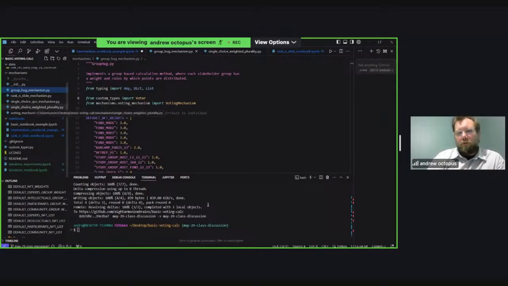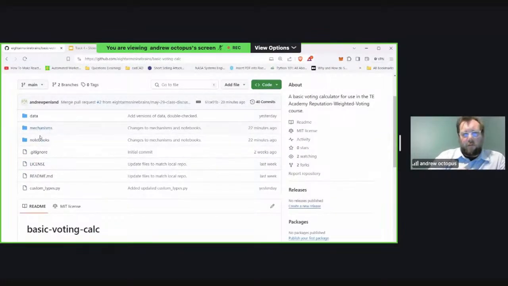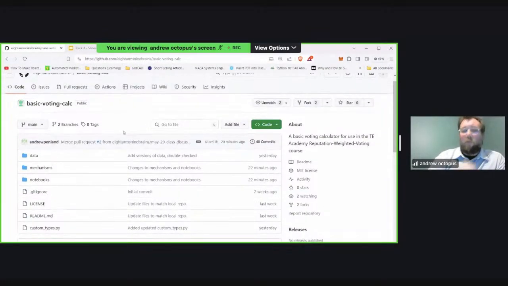If you go to the basic voting calculation repository and look for this, we would be happy to help you get this to your editor if you don't know how to do it already. And then you can have access to these mechanisms on your machine. And then let's look at what we can do with those.